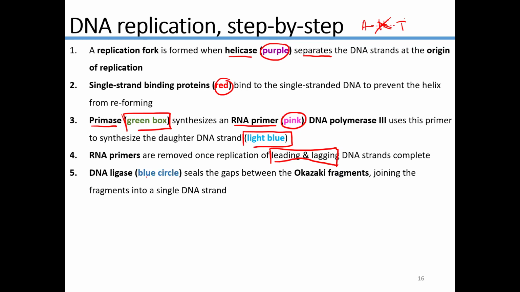So DNA ligase, which is the blue circle, is going to seal. Think about ligase kind of like glue. It's going to seal the gaps between the Okazaki fragments, and it's going to join the fragments into a single piece of DNA.